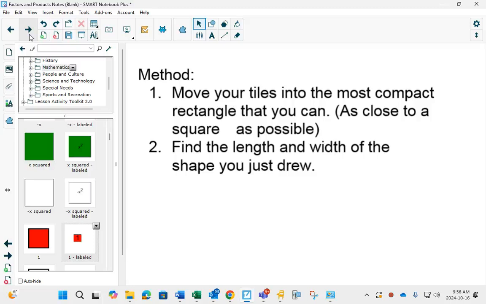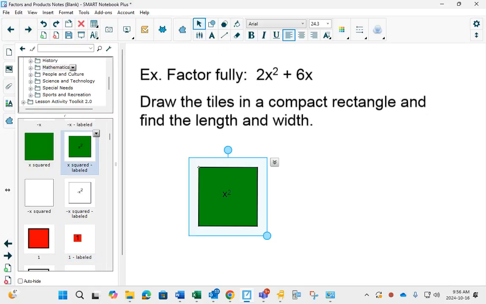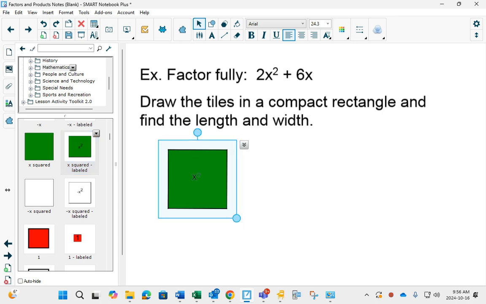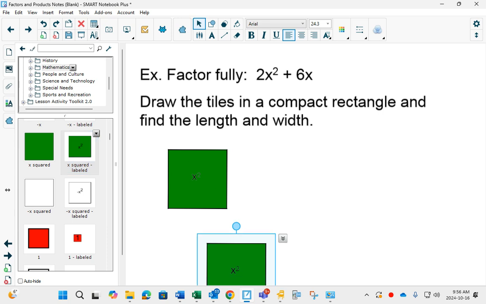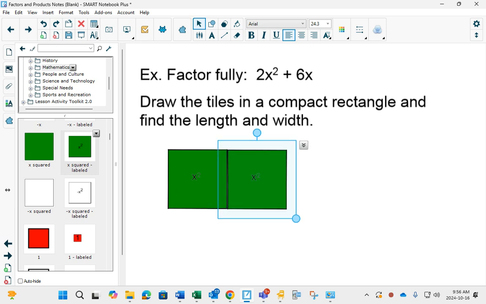We made our rectangle into the most compact rectangle that we could. We also try to make it as close to a square as possible, and then find the lengths and the widths. X squared tiles have an x on one side and x on the other side. So if I had 2 of those x squared, they would look like this. I'm going to put them this way.